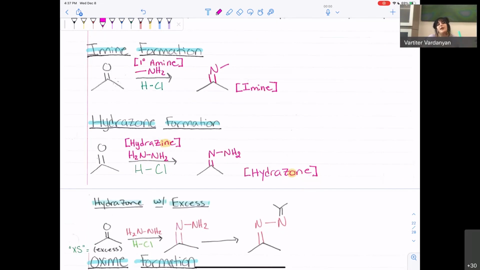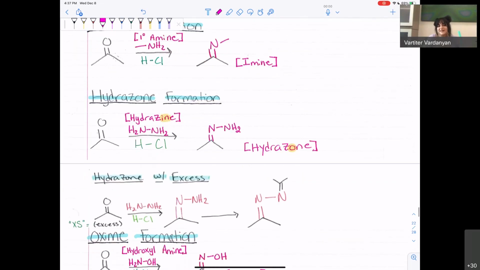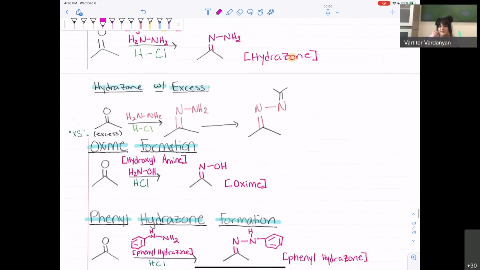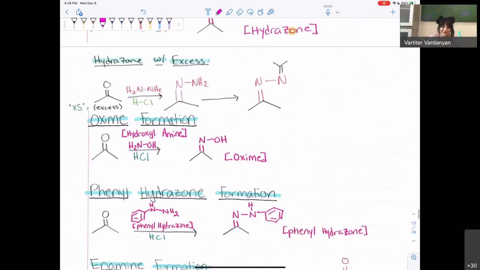Okay, back up to hydrazone. So the hydrazone is when you put in a hydrazine and you get a double bond to nitrogen, which is then also attached to an NH2. We could also have excess hydrazine and we get like this double ketone looking thing. It's really weird, it's really funky, it doesn't have a special name that you need to care about.